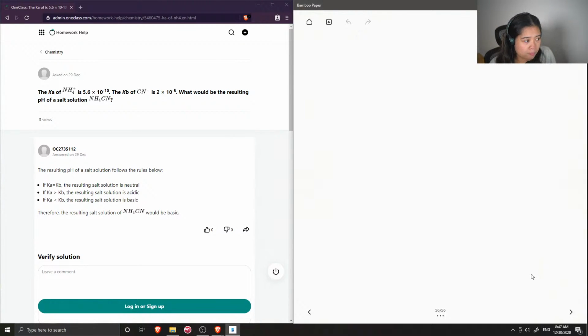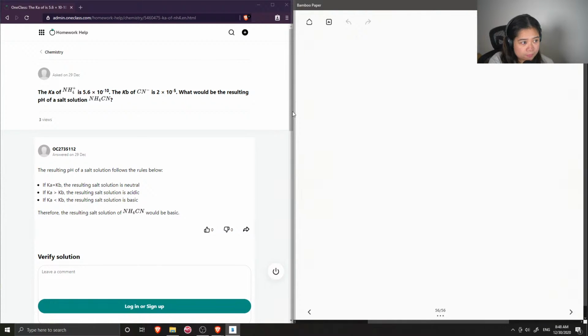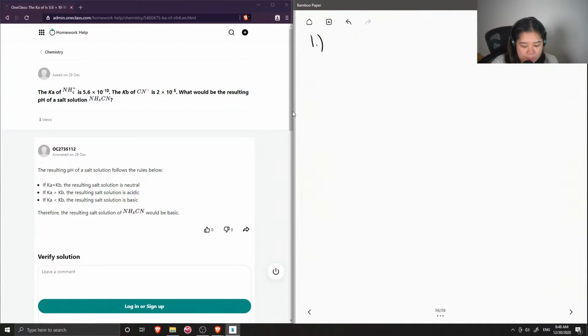Okay, so the first question gives two different Ka and Kb values. The Ka of ammonium plus is 5.6 times 10 to the negative 10, and the Kb of a cyanide ion is 2 times 10 to the negative 5. What would be the resulting pH of a salt solution? For this question, they give us the Ka and the Kb values, and we just need to know whether or not the resulting pH would be acidic, basic, or neutral.